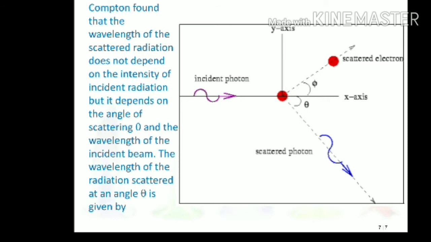The incident photon falls on the electron. The electron absorbs energy and oscillates or re-radiates at an angle phi, and the incident photon gets scattered with a lower frequency and higher wavelength by making an angle theta, so that the increased wavelength of the scattered photon depends on the wavelength of the incident X-ray and the angle made by the scattered X-ray.